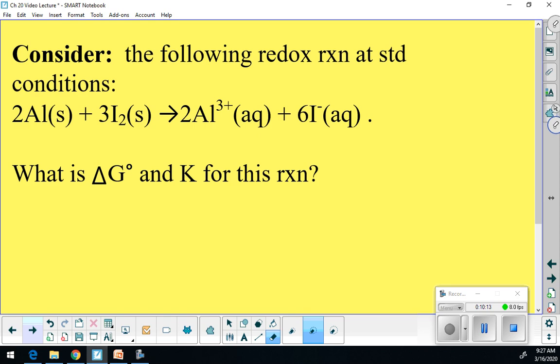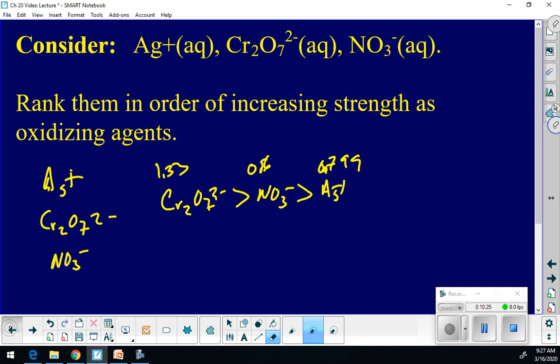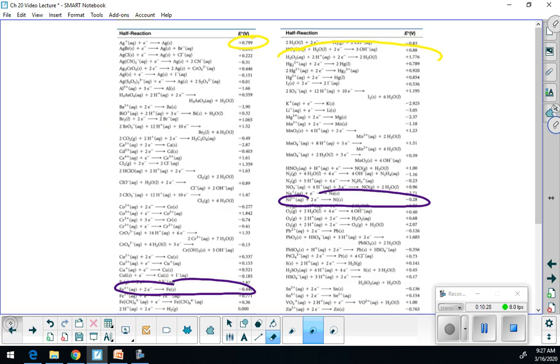All right, here we go. Aluminum and my iodine. Once again, I don't remember what that is, so we'll go ahead and dig those numbers up. Aluminum and iodine. I like aluminum and iodine. Okay, aluminum is what? Aluminum is a negative 1.66 for my aluminum. My iodine is going to be what? 0.536. Yeah, good.